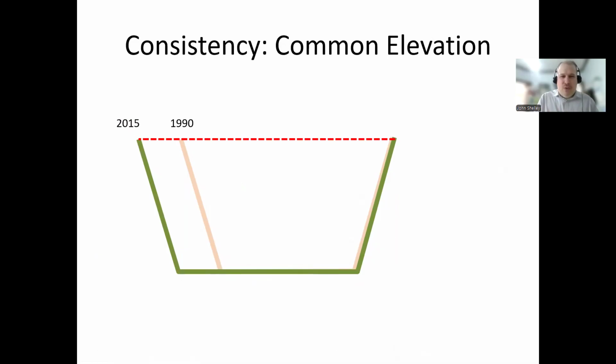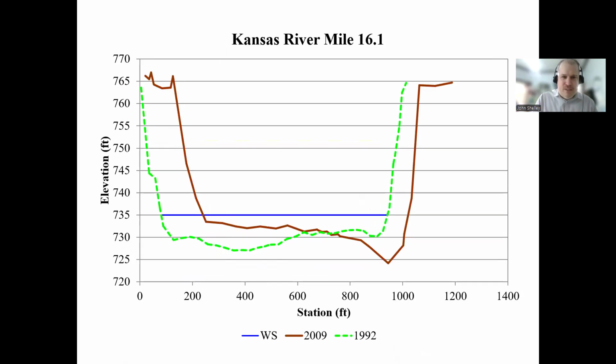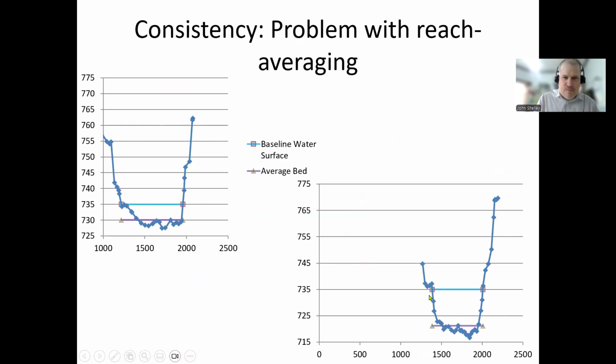That's why it's better if you can to go up to a common elevation. If you can go up to a common elevation, then even if the channel widens or if it moves, then you'll still be okay. So here's an example on the Kansas River, a real example from 1992, and then the channel moved over a bit in 2009. And if I looked at just the consistent stationing, I would end up leaving off the bank that's here on the right side, and I would show bed change that was spurious.